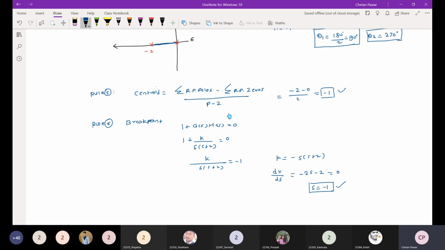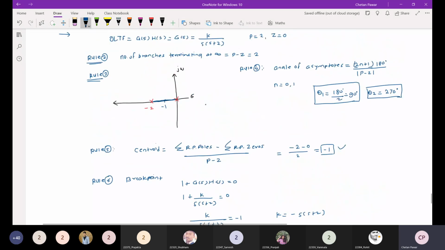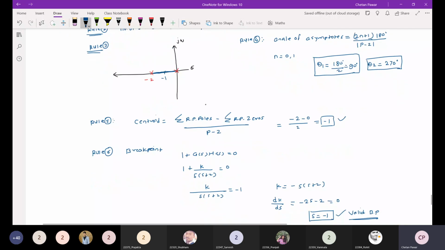So whether it is a valid breakpoint or not, that we need to find out. So minus 1 exists here, right? So it is on the root locus branch. So this is a valid breakpoint. Okay. So we just found the breakpoint, centroid, angle of asymptotes. So let us draw the root locus.